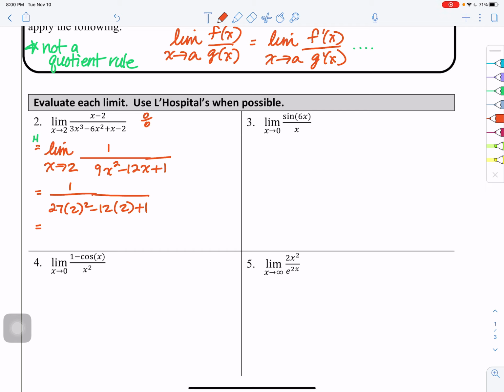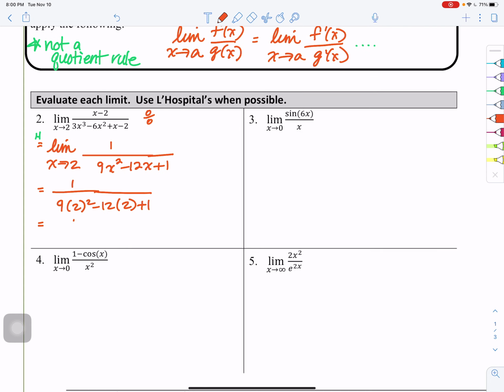But that's okay. So it's good that I found it right now, and it's good that I made that mistake with my students because it's good for you to see I make mistakes too. So that looks a little bit better. So 9 times 4 is 36 minus 24 plus 1, and we have 1/13. Now I know you thought that was fun.